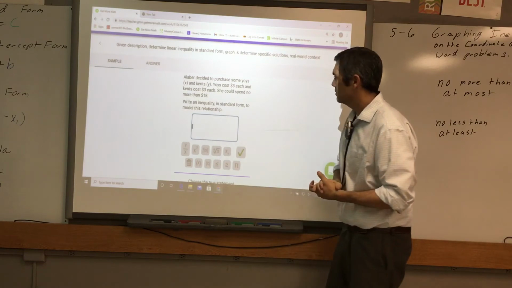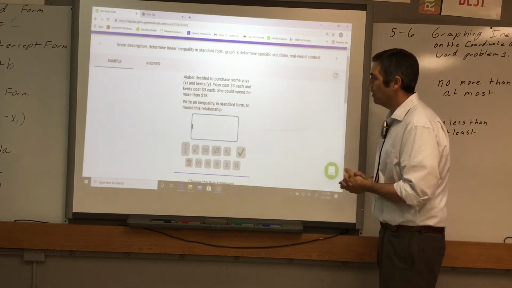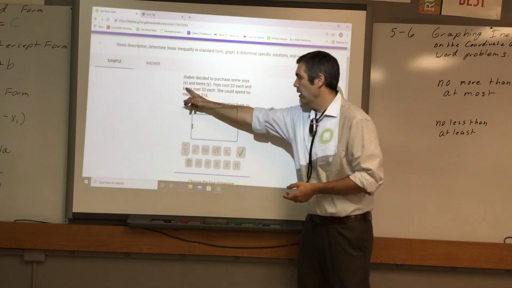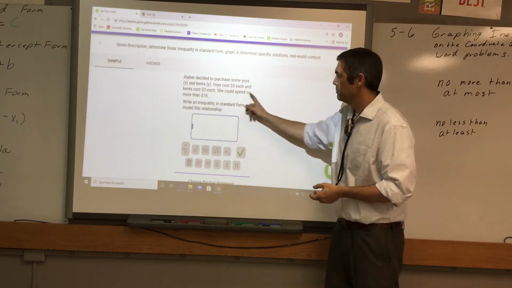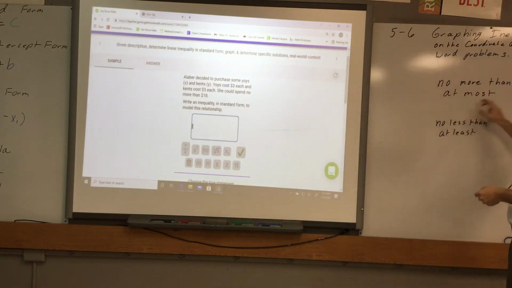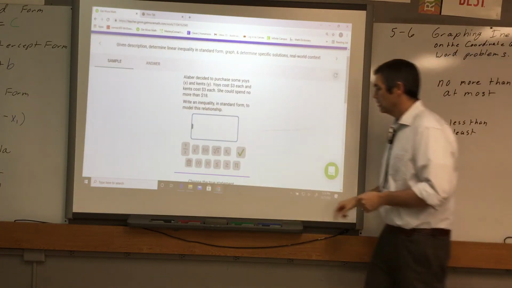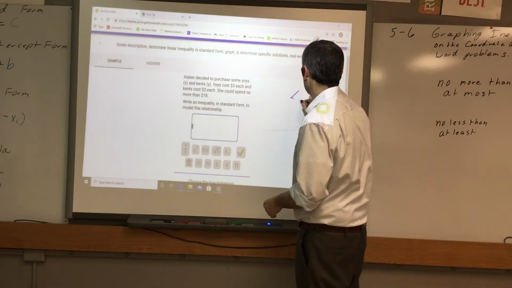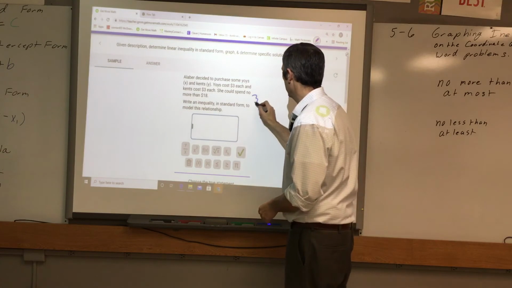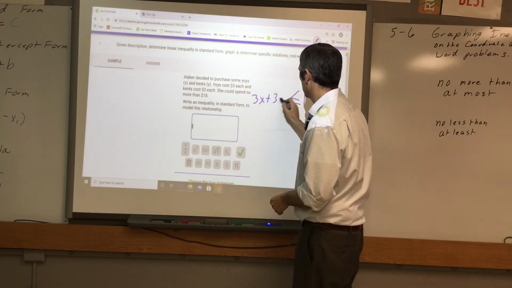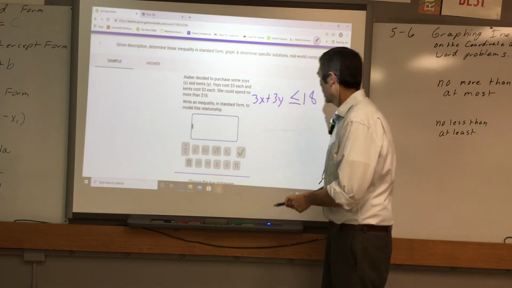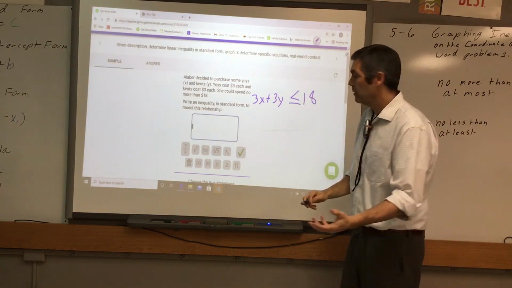Albert decided to purchase some x and y. X costs $3 each, Y costs $3 each. She could spend no more than 18. So no more than, that's still that less than or equal to. Okay, so we got less than or equal to 18. And then both of these, 3x plus 3y, still end up in the same spot. Okay, and then we're going to solve like we did before.